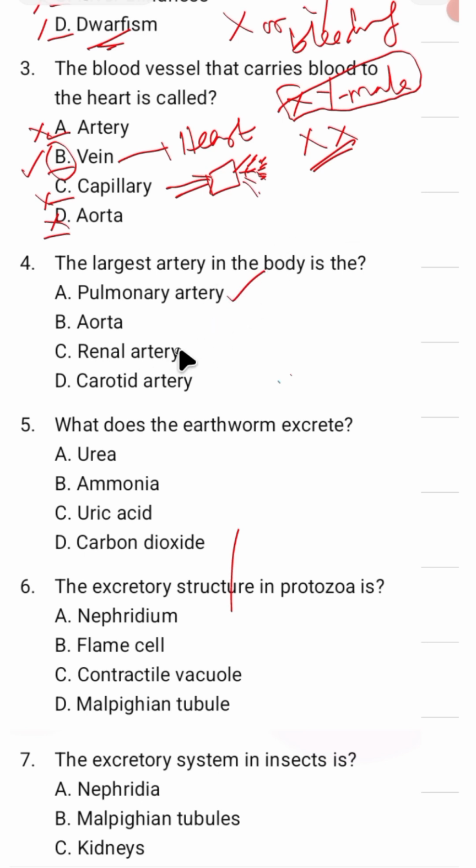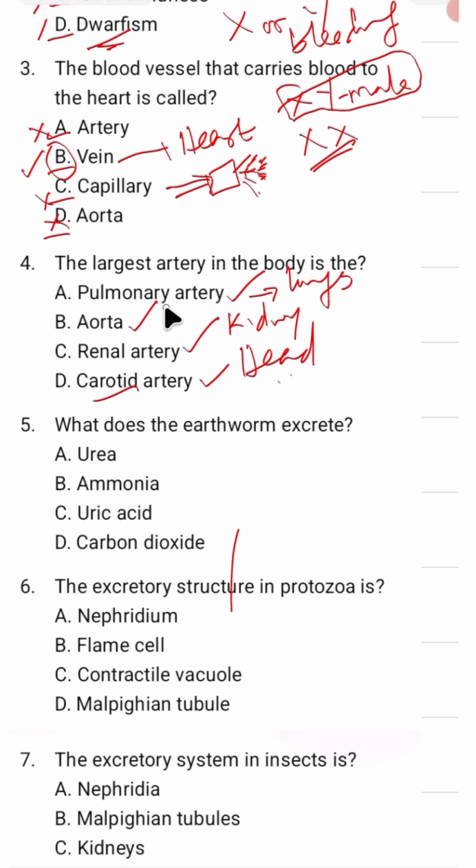You also have renal artery and you have aorta. Renal artery supplies the kidney. It carries blood to the kidney. Then you have carotid artery. This one supplies blood to your head. Renal artery supplies blood to your kidney. Pulmonary artery carries blood to your lungs. Okay, so that is just one option there, which is aorta.